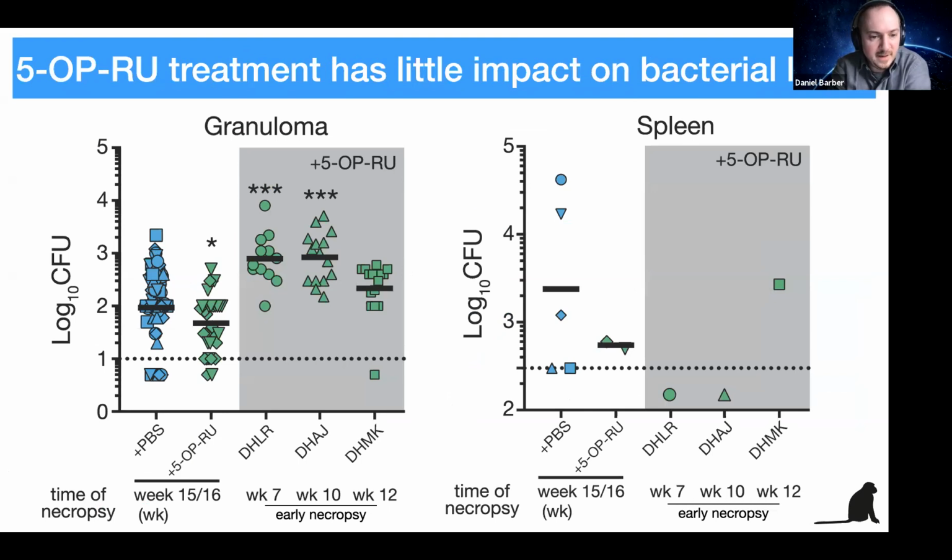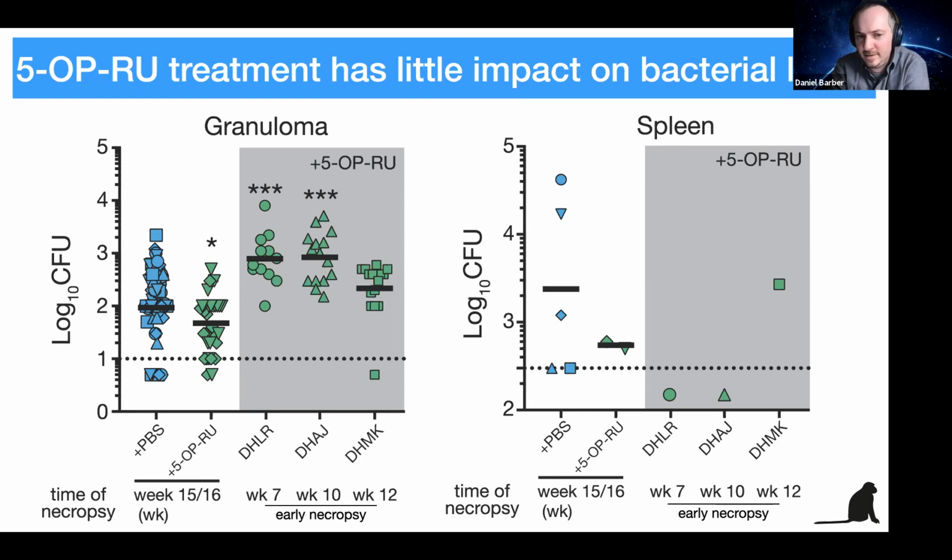If you pull all of the animals together, there's really no difference in bacterial loads in the granulomas between the 2 groups at all. You can see in the earlier necropsies, the animals that had to go down earlier, there's a trend that there's higher bacterial loads, but we wonder if that's just a normal progression. Bacterial loads in granulomas tend to go up and then down over time. We really interpret this to say that there was no big obvious effect on bacterial loads, and that fits with the PET-CT data as well.